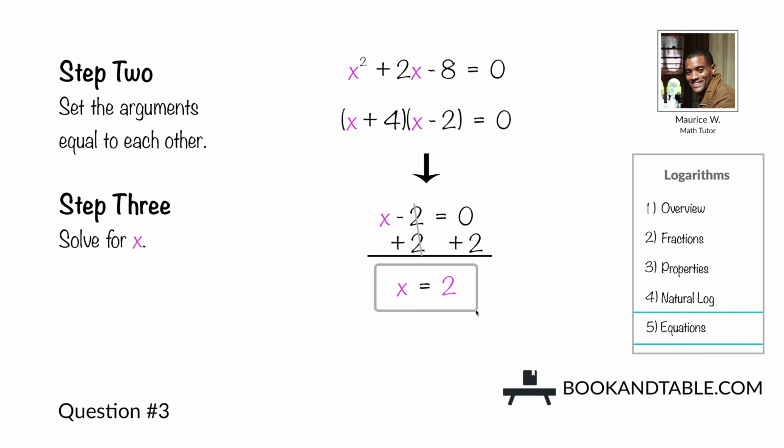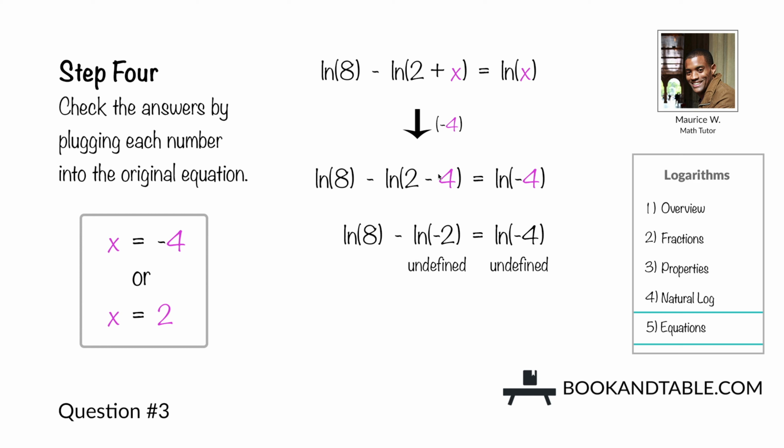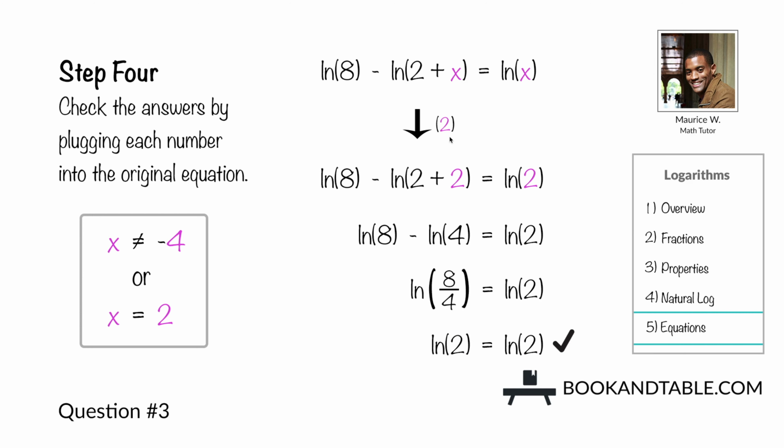So we have two possible values for x that we want to confirm, negative 4 and positive 2. So we plug the answers into the original equation. So we'll start by plugging in negative 4 for x here and here, giving us the natural log of 8 minus the natural log of 2 minus 4, which would be negative 2. And we cannot take a log with an argument that is negative. This is undefined. And so is this term, the natural log of negative 4. So we find that x is equal to negative 4 is not a value for x.